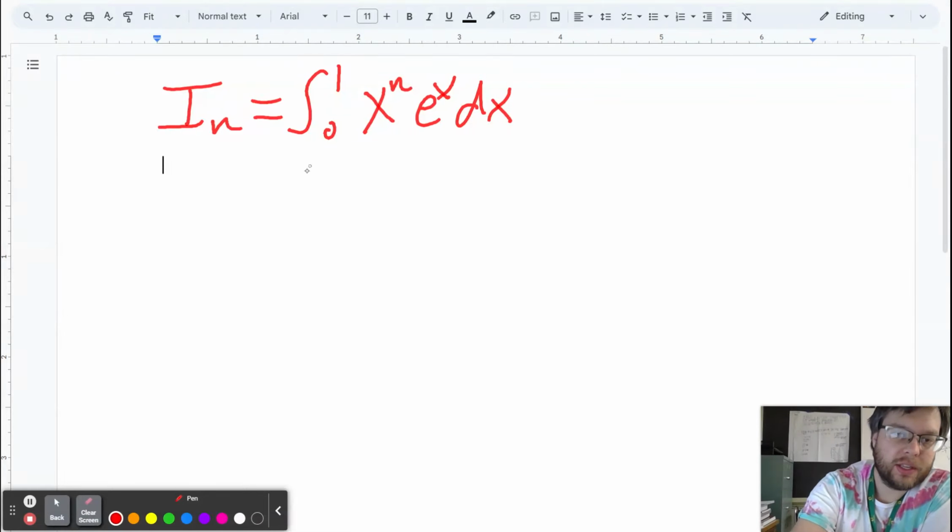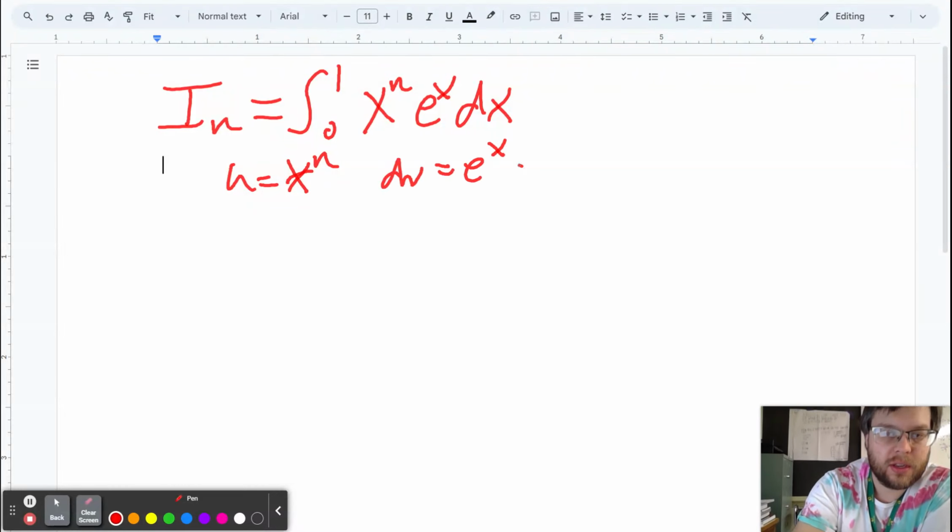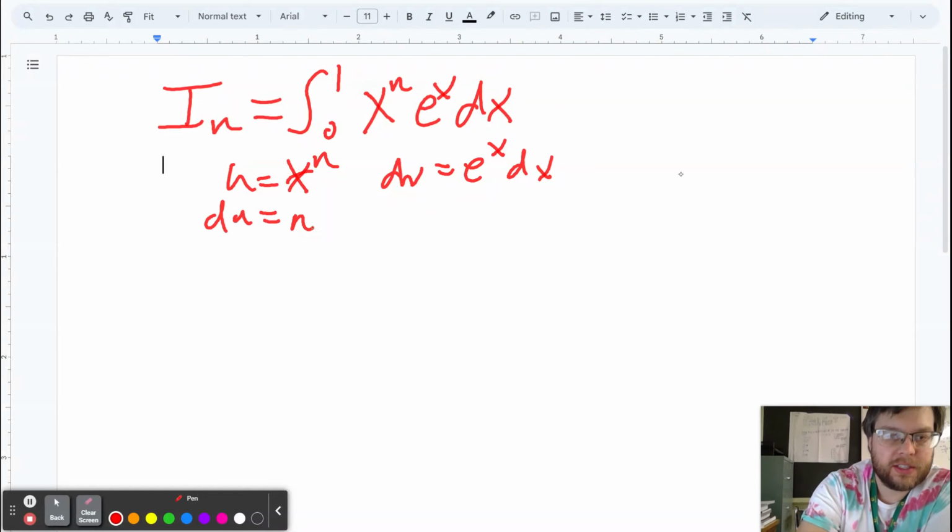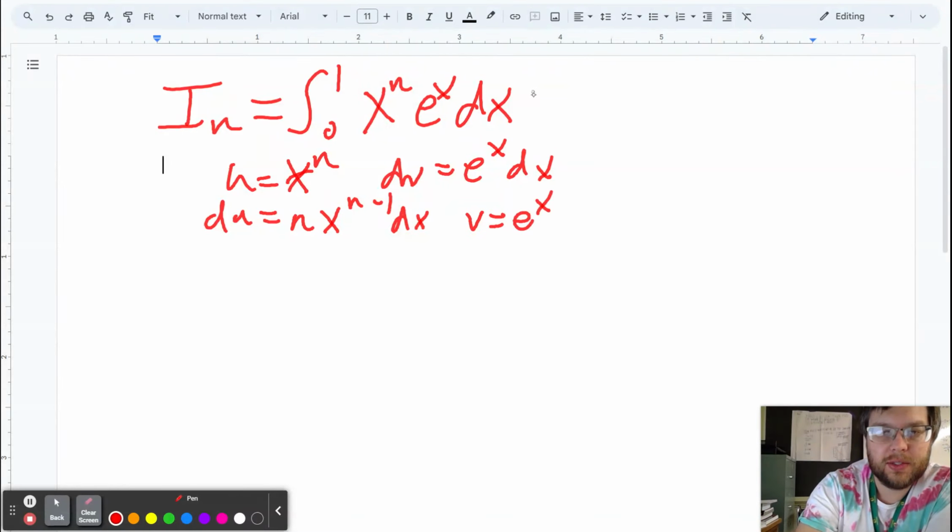But what I can do is try to integrate it by saying that u equals x to the n and dv equals e to the x dx. The reason that's helpful is that du is nx to the n minus 1 dx, and v is e to the x. So I can rewrite my original integral like this, x to the n e to the x, that's uv, minus the integral of v times du.